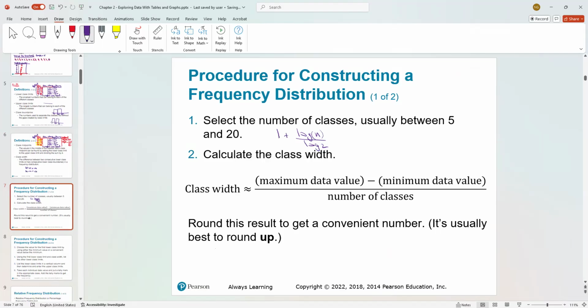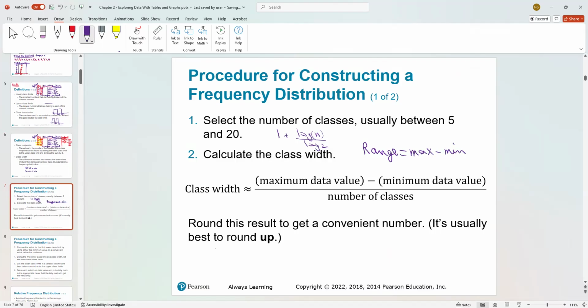All right, but calculate the class width. Remember, the class width sometimes is given, right? Or how to find the class width? Class width is the maximum minus the minimum over the number of classes. The number of classes is given, but remember the range of the data is the maximum minus the minimum. So we call it range.